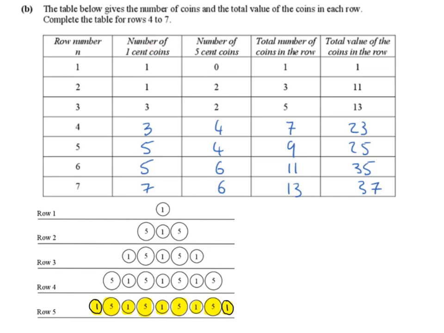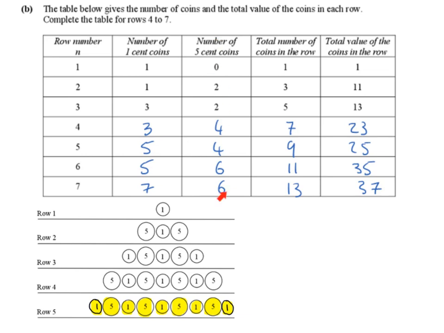So the number of 1 cent coins was 1 and 1, then 3 and 3, then 5, so we presume it's going to be 5 again, and then 7. So it's all the odd numbers, but repeated twice. So 1, 1, 3, 3, 5, 5, 7, 7, 9, 9, 11, 11, and so on if we were to keep moving down. But we're only interested up as far as row 7.